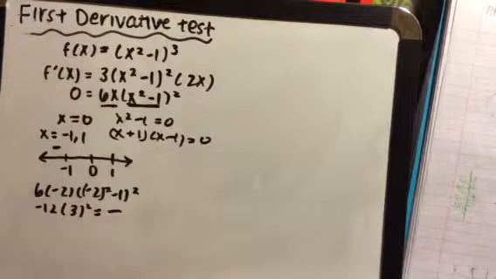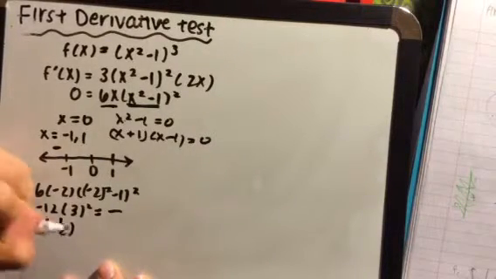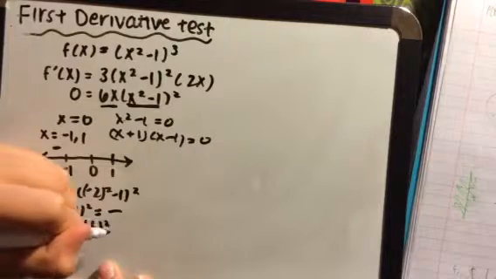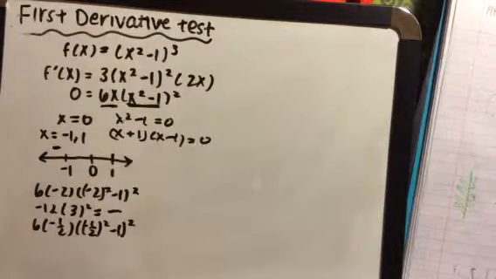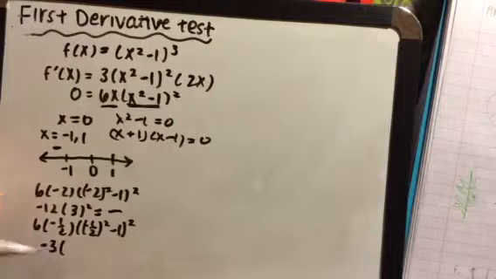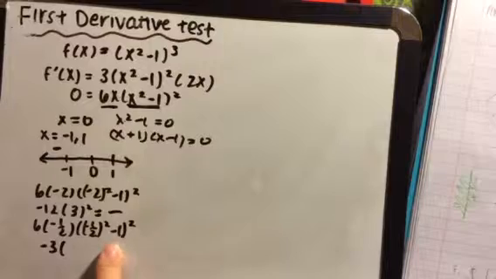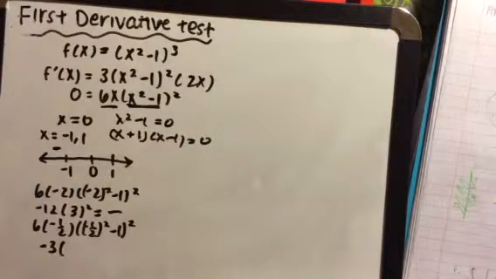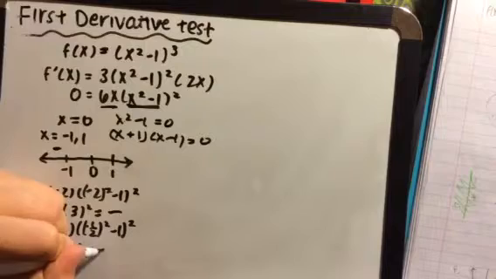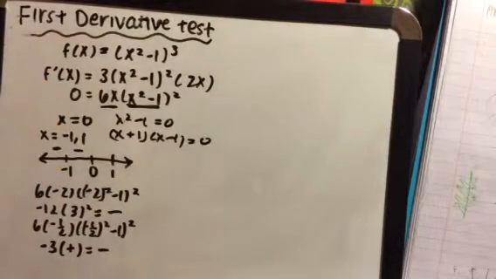Okay, so moving on, a number between negative 1 and 0 can be negative 1/2. So 6 times negative 1/2, times negative 1/2 squared minus 1, squared. We know that this is negative 3, and the squared part is going to be positive, even though the inside ends up negative. A negative squared is going to end up positive. So this is going to be a positive number, so this is still going to be negative. So the numbers between negative 1 and 0 are going to be negative.